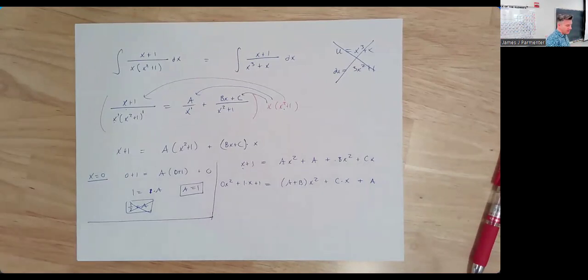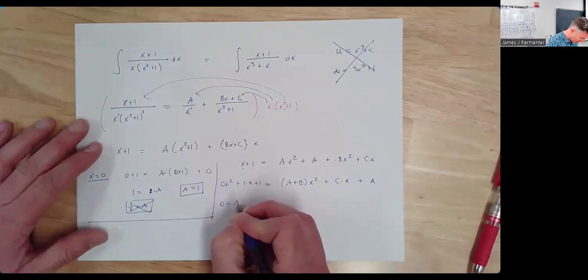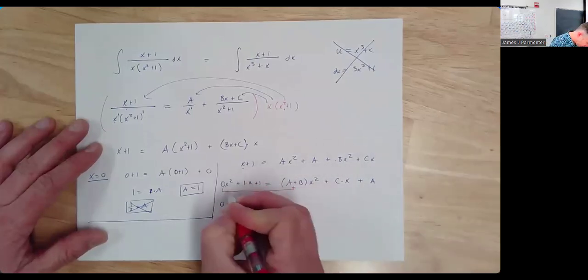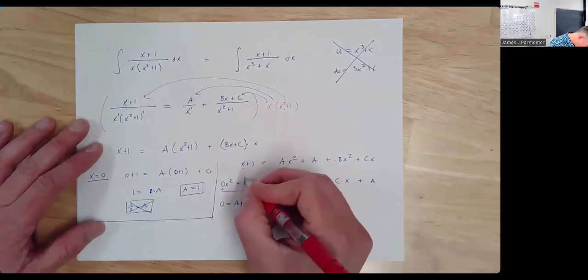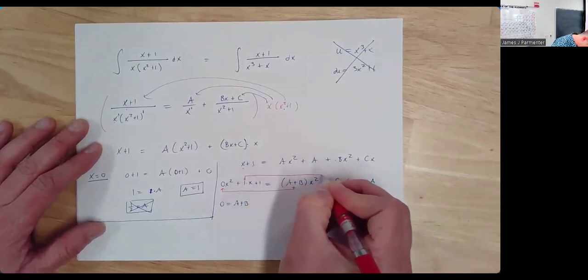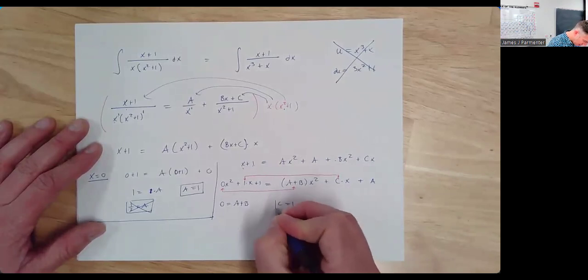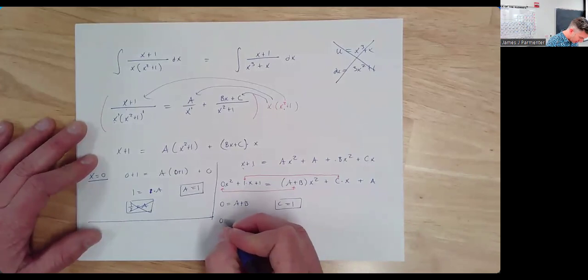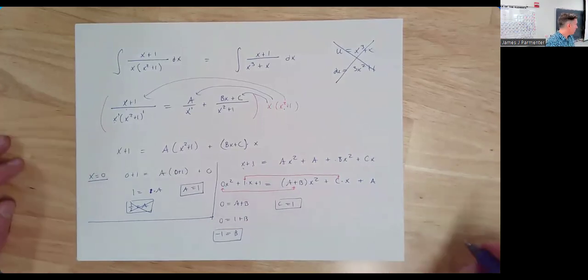I'm just writing it in a way so that I can say, I know that 0 has to equal a plus b. These two have to be the same. And then I know that 1 has to equal c. So great, c equals 1. And using the correct fact that a equals 1, I can say that 0 equals 1 plus b. So b equals -1. And then I've got all my coefficients.